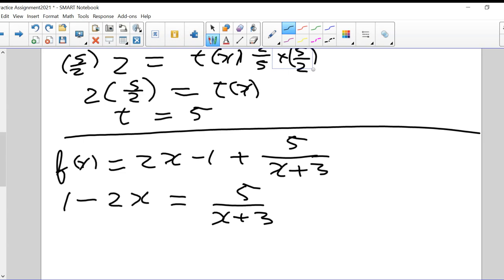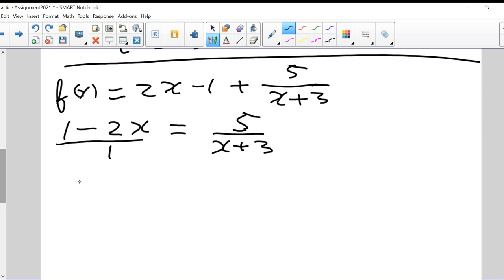All I've done is take the part that's not a fraction and put it on the left-hand side. And why am I doing that? Because we can now use the strategy that we learned in this rational functions unit for solving a rational equation. What am I supposed to do now? Cross multiply. Thank you very much. So let's try that. Put that over 1. I'm going to take x plus 3 and multiply it by 1 minus 2x and set that equal to 5.